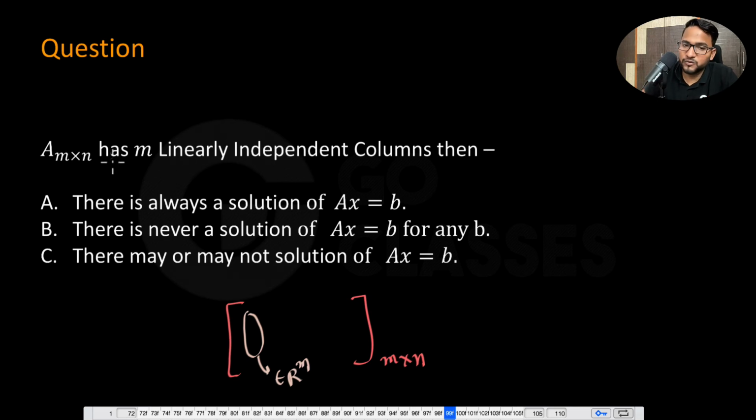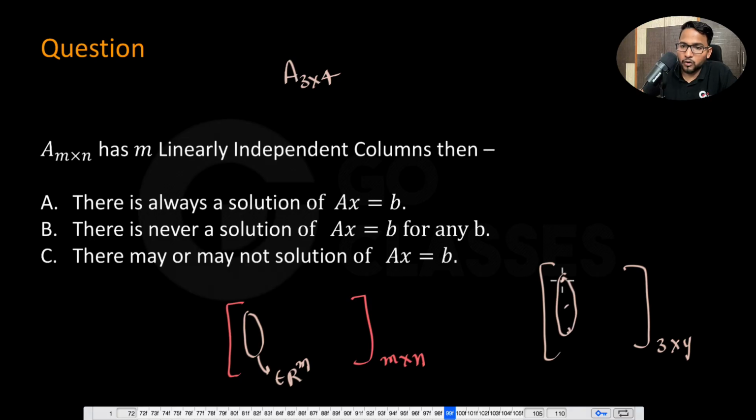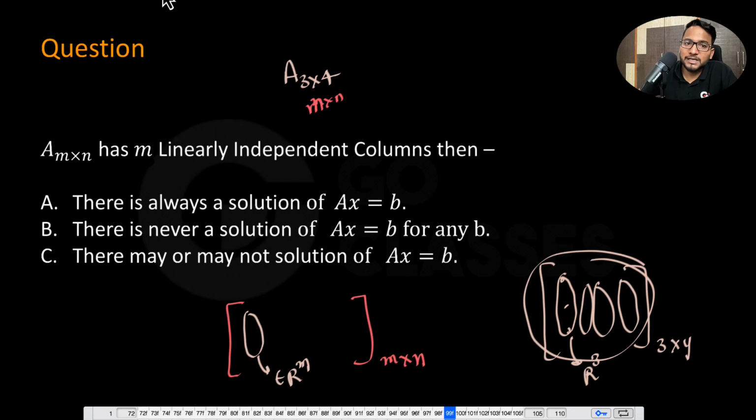Now they are saying it has M linearly independent columns. If that M and N is confusing to you, let me take numbers. Let's suppose that A is 3 into 4, which means there are 3 rows and 4 columns, which means every column is in R3. And on top of that, they have given one more thing: that it has M linearly independent columns, which means you have 3 linearly independent columns. Ultimately there are 4 columns, but out of these 4 columns, 3 columns are linearly independent.